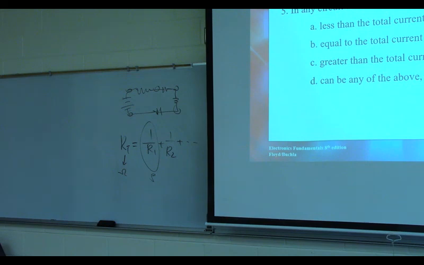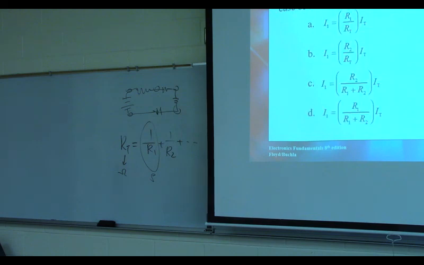Okay, this one. In any circuit, the total current entering the node is less than, equal to, or greater than the total leaving the node, or can be any of the above depending on the circuit. Which one? D. This one? B, right? Okay, good.